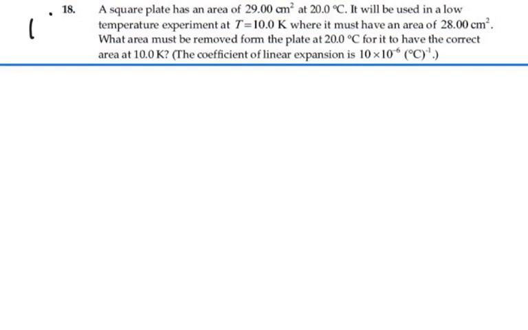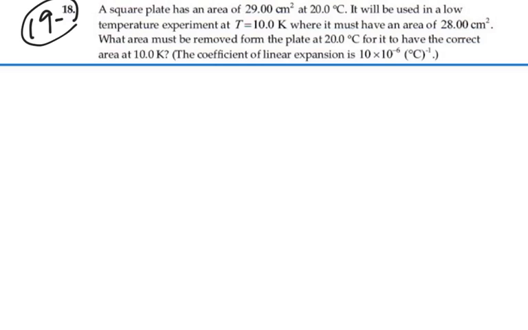Here's problem 1918. A square plate has an area of 29 square centimeters at 20 degrees Celsius. It will be used in a low temperature experiment at temperature equal to 10 Kelvin, where it must have an area of 28 square centimeters. What area must be removed from the plate at 20 degrees Celsius for it to have the correct area at 10 Kelvin? The coefficient of linear expansion is 10 times 10 to the minus 6 per degree Celsius.